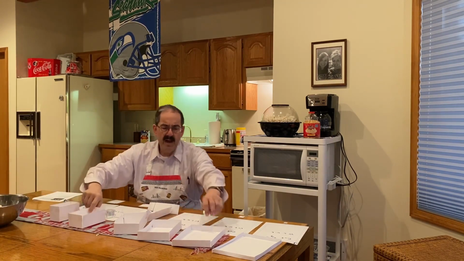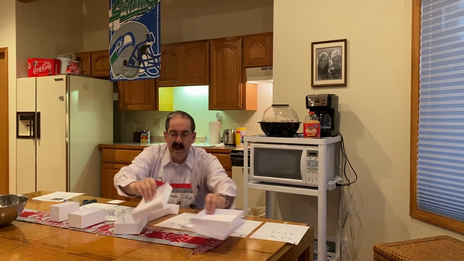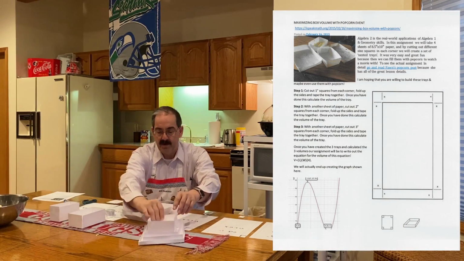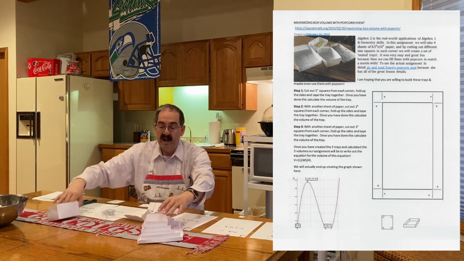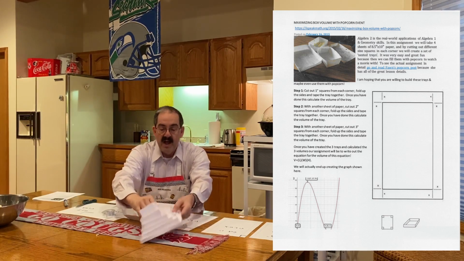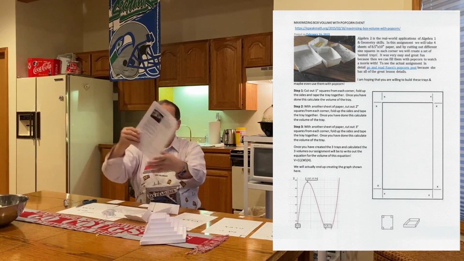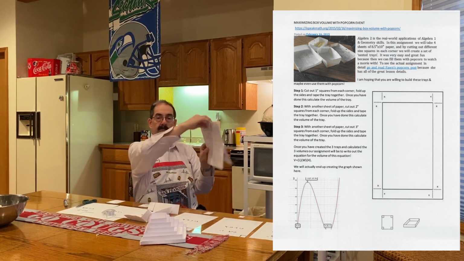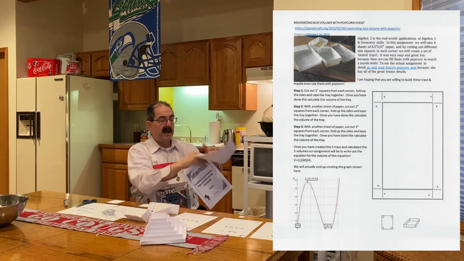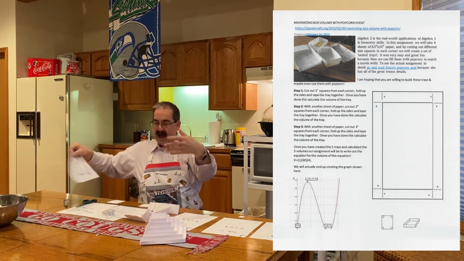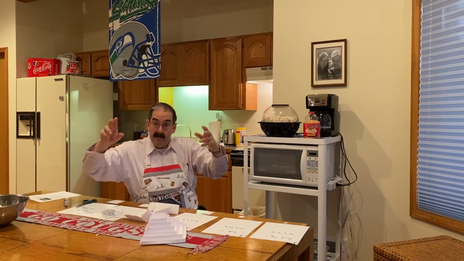All right? Now, the actual activity is in the mailer I sent you. Okay? The assignment is called nested boxes. All right? You take the mailer, third page back, actually discusses how to make these trays mathematically.